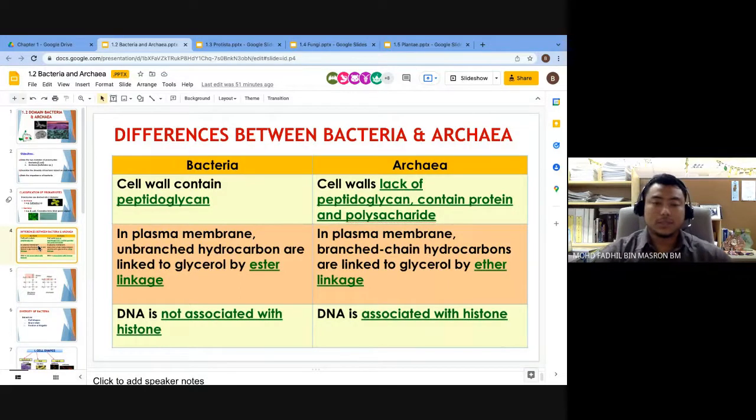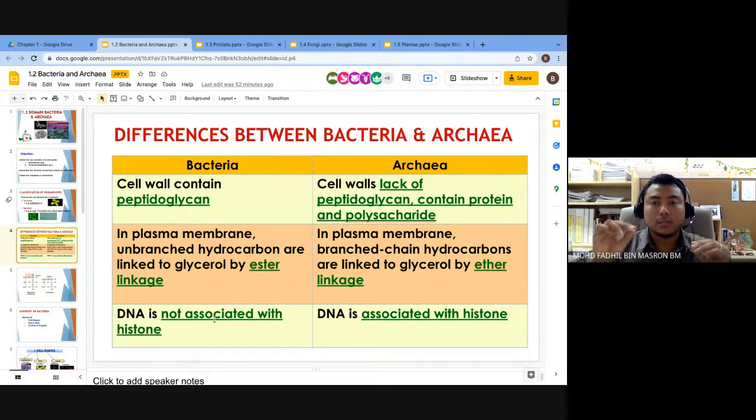They need to be separated. And on top of that, the DNA for bacteria is not associated with histone protein. So what is meant by associated with histone protein? Histone protein, if you know the structure of our DNA, is long and stretchy, panjang macam threads, macam benang macam tu kan.